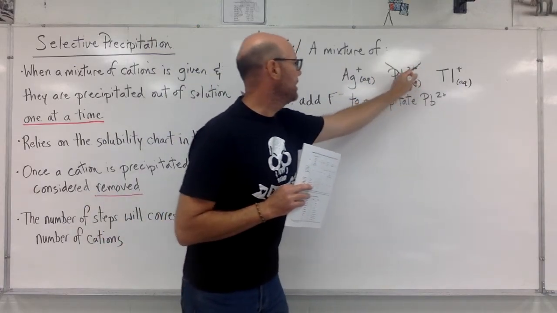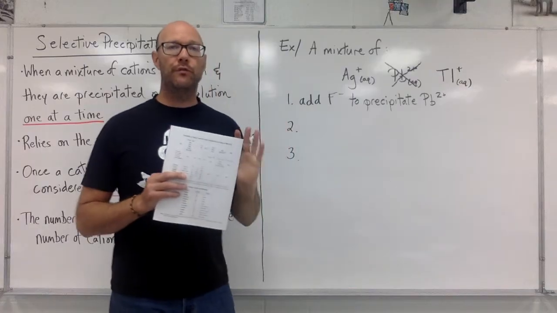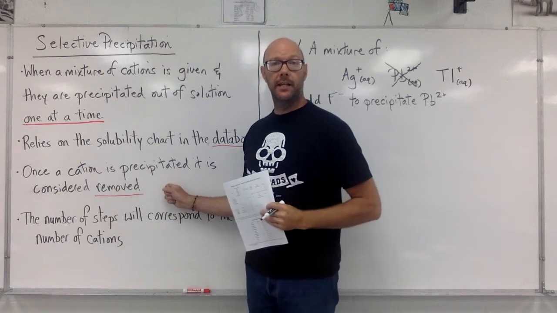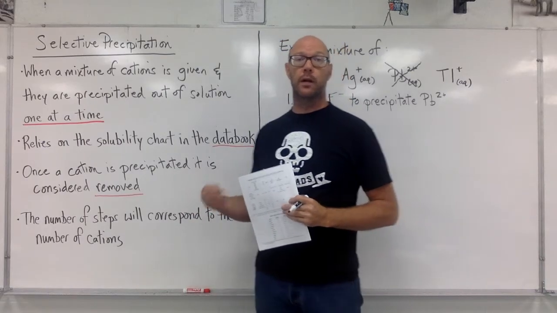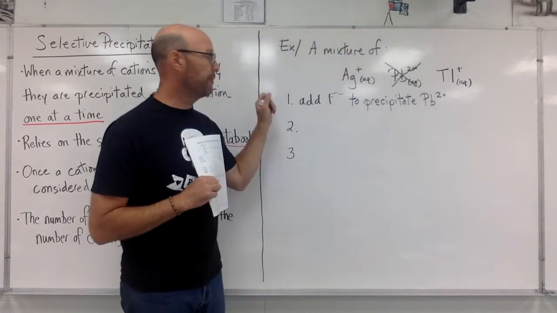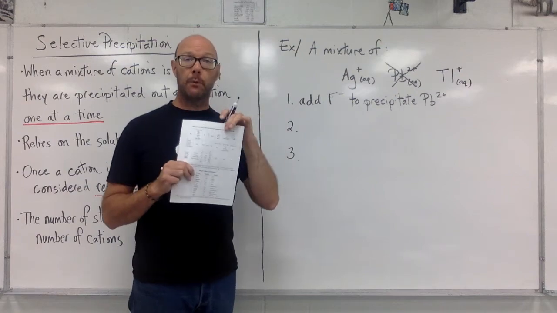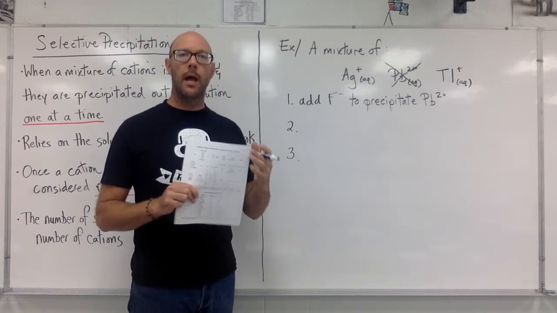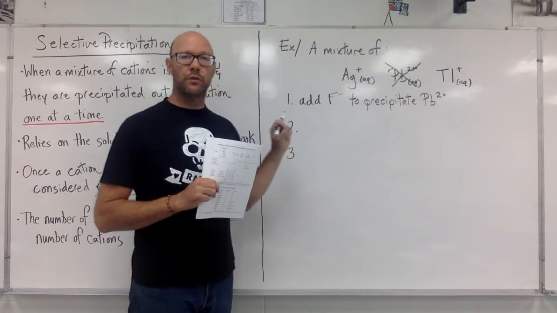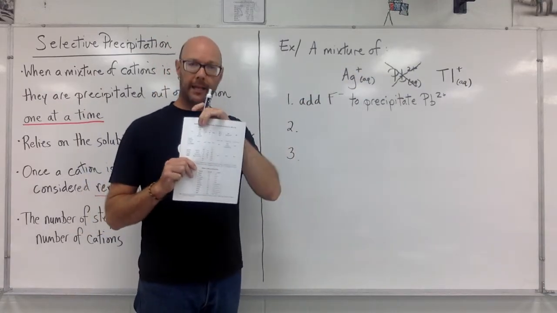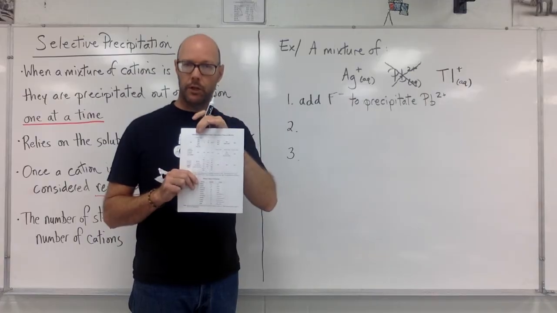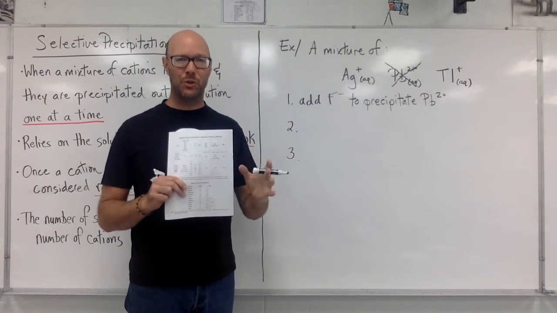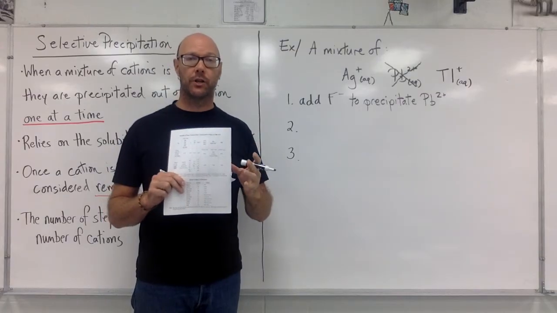What that does is effectively remove the ion from my list. Once a cation is precipitated, it is considered removed. We cross it out of the list. So for my first step, I was trying to find a chemical that made one of the 3 ions turn solid. But now that ion is gone. So for my second step, I'm looking for a chemical across the top of the solubility chart that just makes one of the remaining 2 ions turn solid.